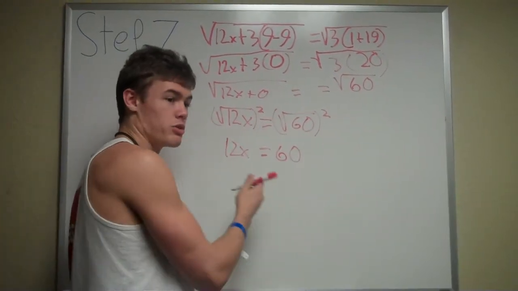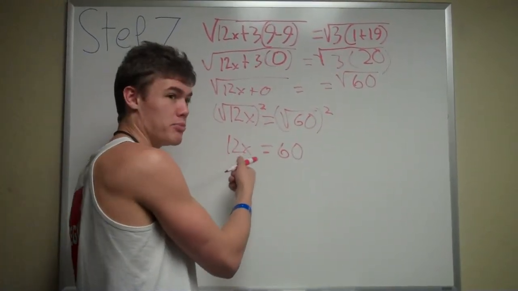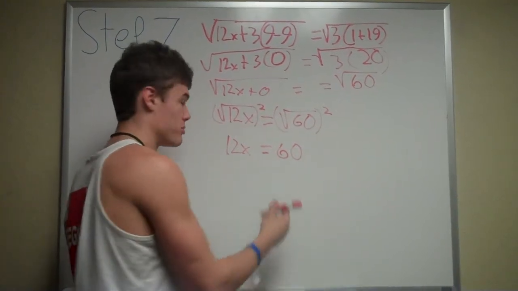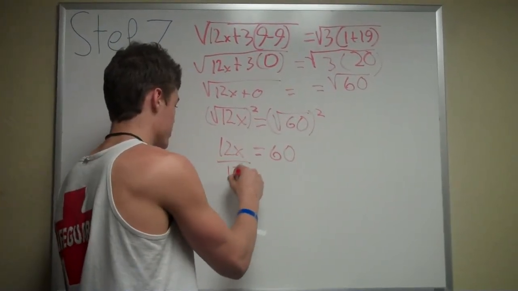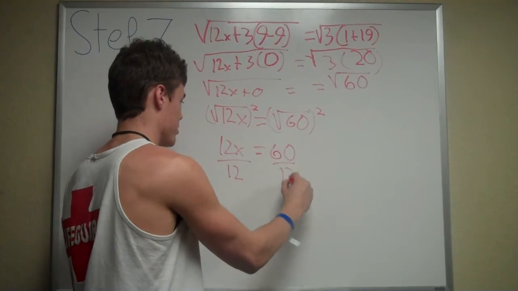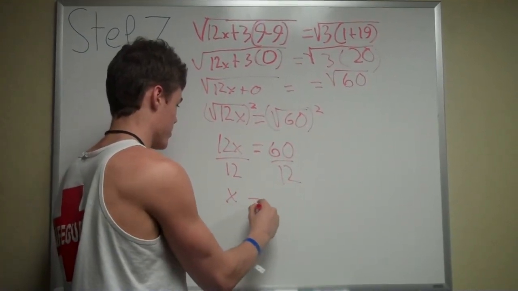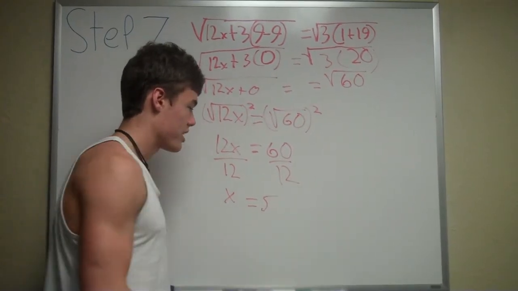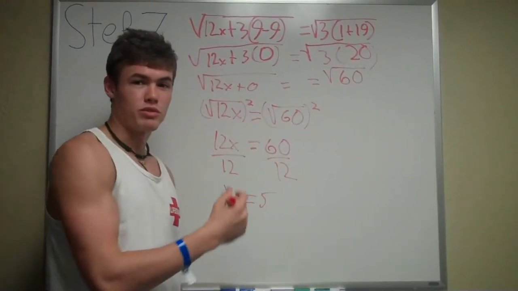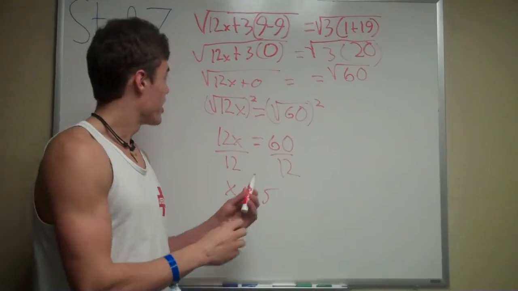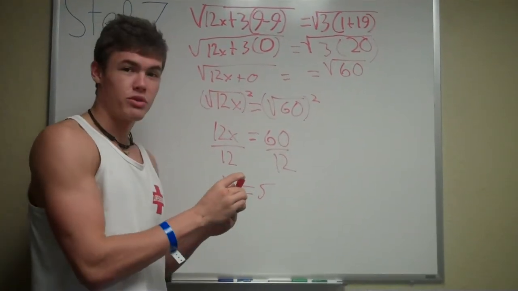Now, since we're multiplying by 12, we'll divide both sides by 12. And after doing that, we see that x equals 5. And that's a run through of the order of operations.